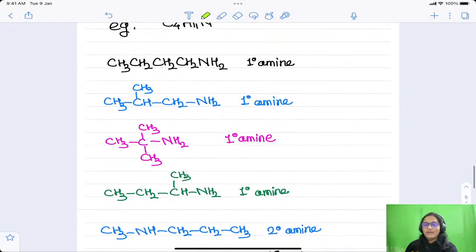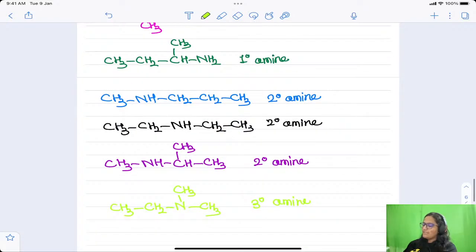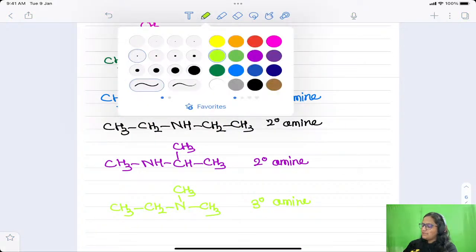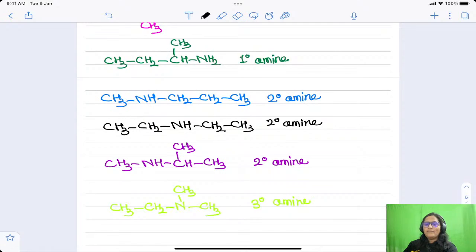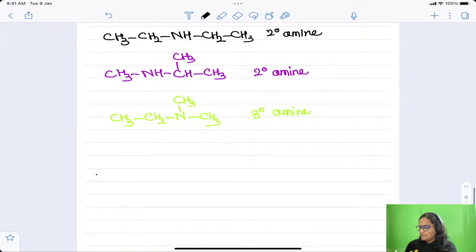Now here the primary amine is easy to understand. We have seen it before also, so there is no difference in it. But what about the secondary amine? If you observe the secondary amines over here, apart from structural isomerism, they have a different type of isomerism also, called metamerism. What is metamerism? I will explain later with the help of an example.